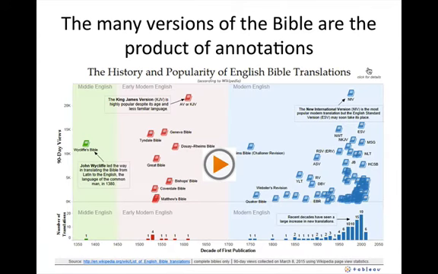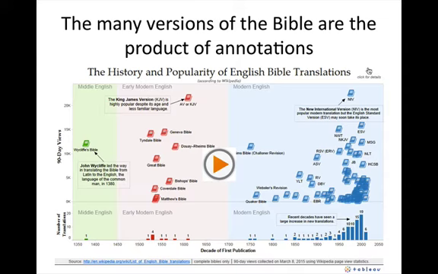Let's think about a really old text. The Bible is by no means the oldest text, but it's quite an old text. And this image gives you just an indication of the many different versions that the English translation of the Bible has had. Now, the Bible was not written in English. It was not written in Spanish. It wasn't written in German. It wasn't even written in Latin.